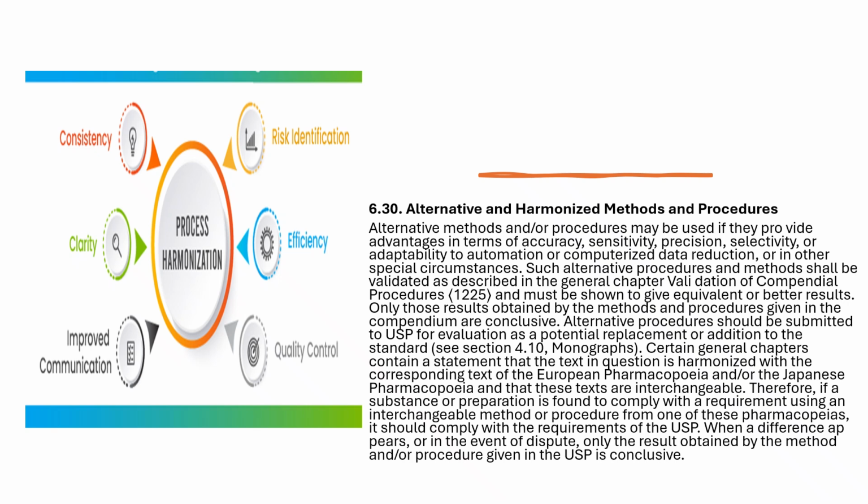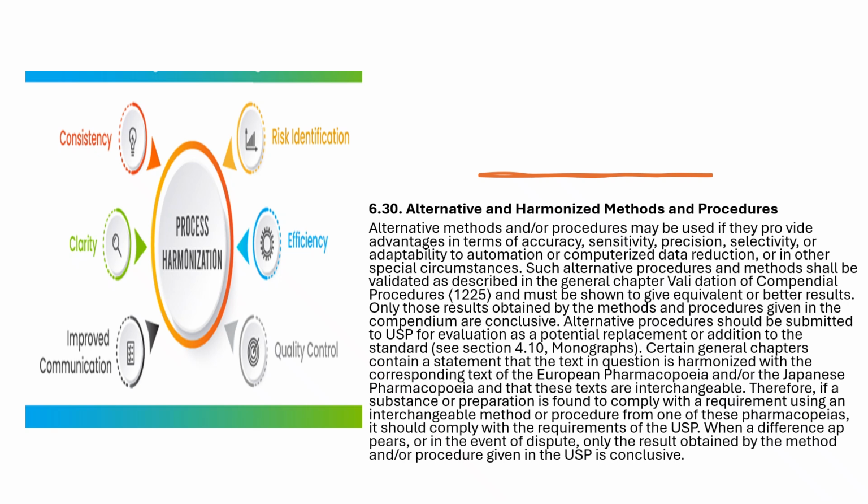But if you are using an alternate method and your results are more accurate and precise than the procedure mentioned in the monograph, then whatever additional procedure you are following should be submitted to USP, right? USP will evaluate it, and based on that there will be an approval, and you will be able to use that method. Then USP can further revise their monograph, right?